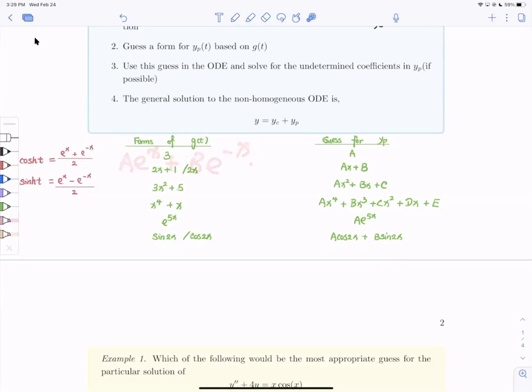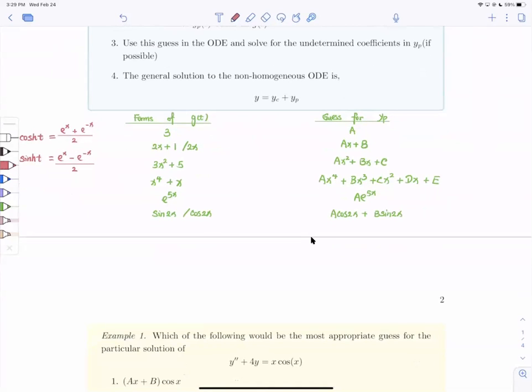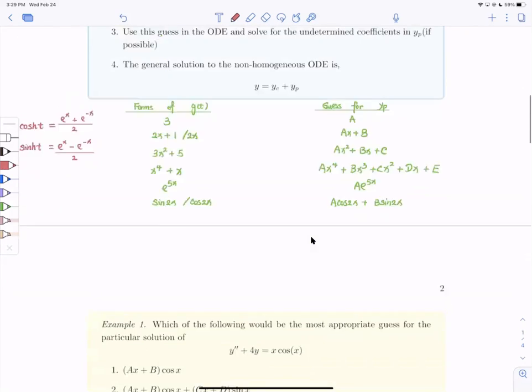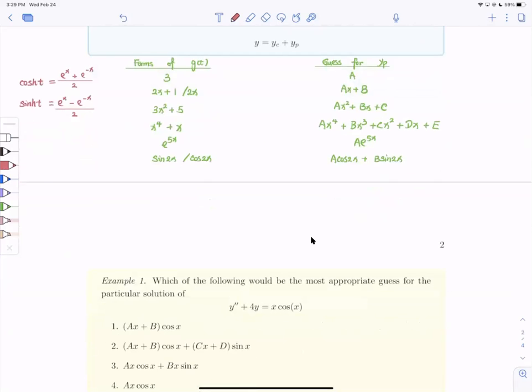Anyway, that's one thing I want to mention. The other thing I want to mention is this. Sometimes your complementary solution might contain a term that looks like your particular solution. Then in that case, we need to do something about it. Where do I write it? Let me think. I need more space. I wrote it too big already here. So let me write it here. Warning.